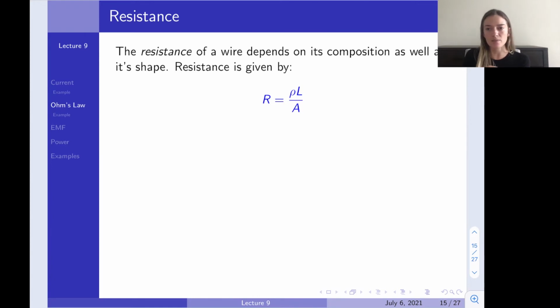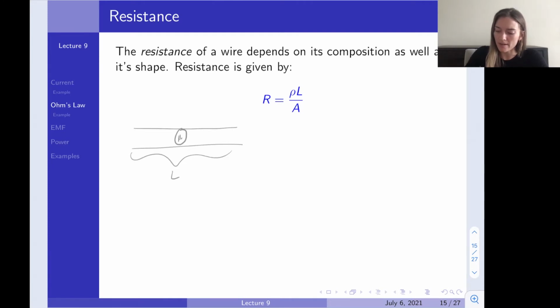Resistance and resistivity are very closely related. Resistance is dependent also on the shape of our conductor, whereas resistivity is really just dependent on the actual material. So we can write the resistance as the resistivity times the length of our conductor, since we're typically just going to be looking at very thin wires, divided by the cross-sectional area of that wire. So let's say we have a thin wire. We've got some cross-sectional area A here, and this is some length of wire L we're looking at.